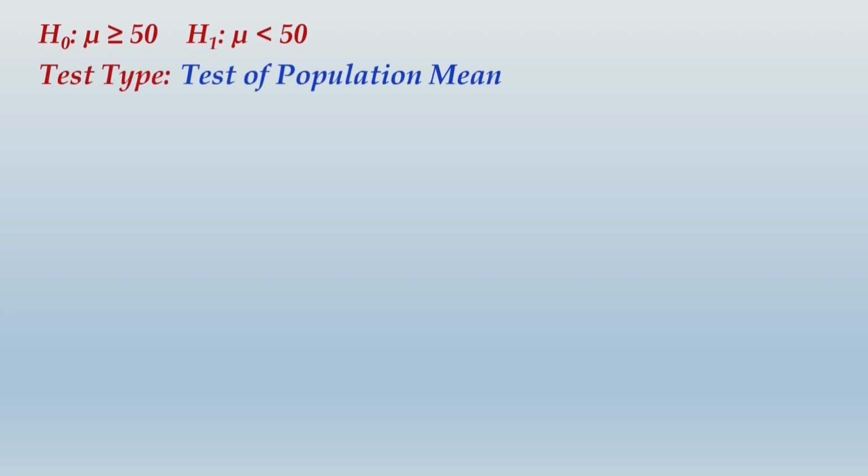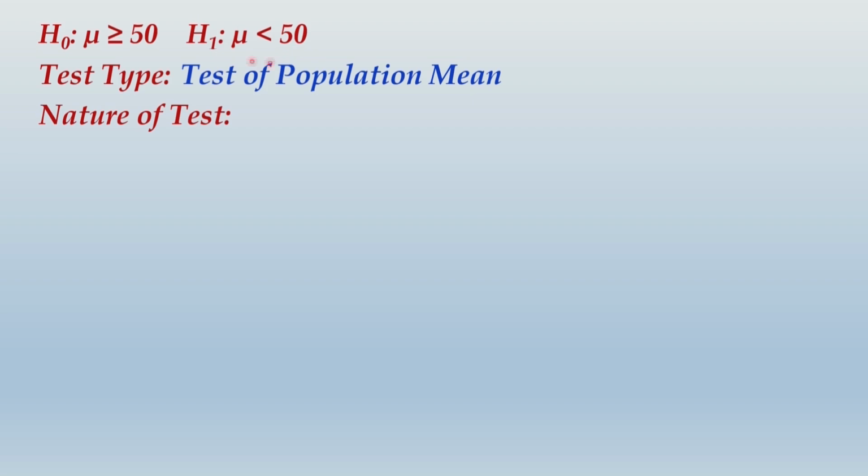Look at one thing, H0 mu greater than or equal to 50 already given in the question, H1 mu less than 50. Now what is the test type? Test type is for test of population mean. Now what is the nature of test? Here you have to identify whether it is one tail test or two tail test, and if it is a one tail test, whether it is a left tail test or a right tail test.